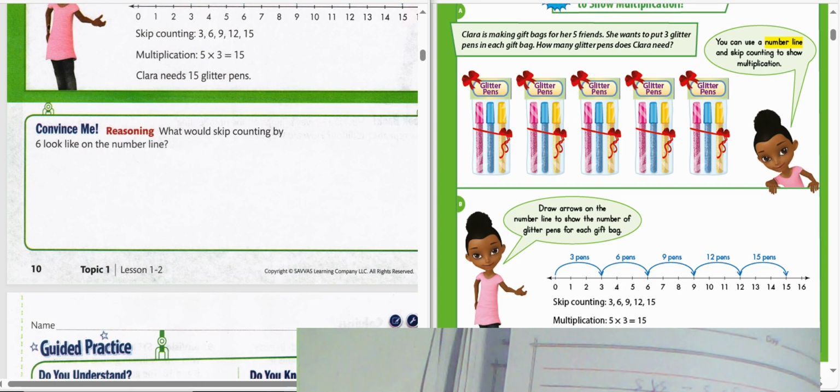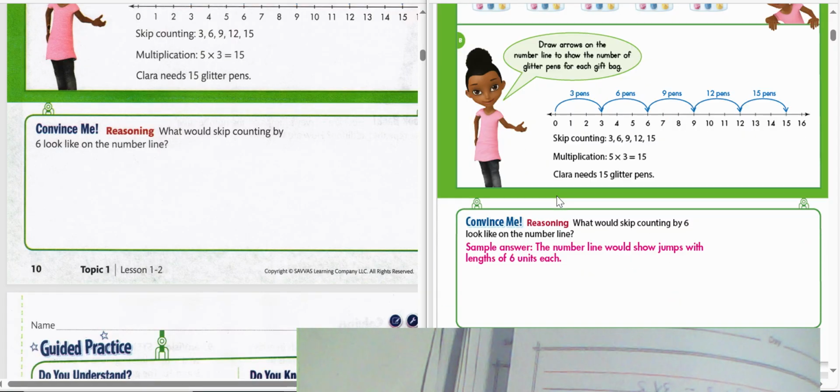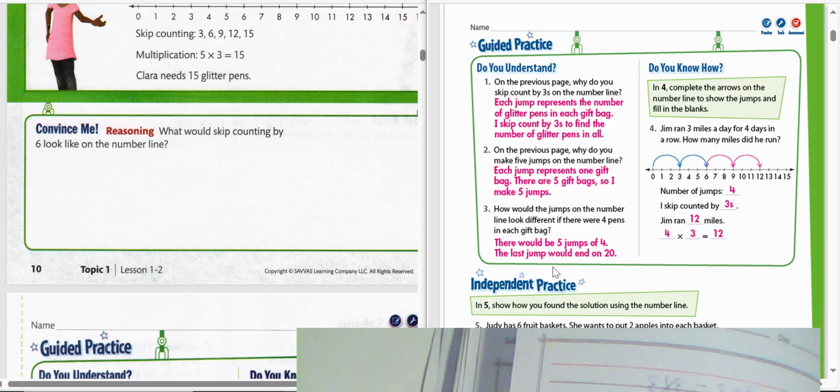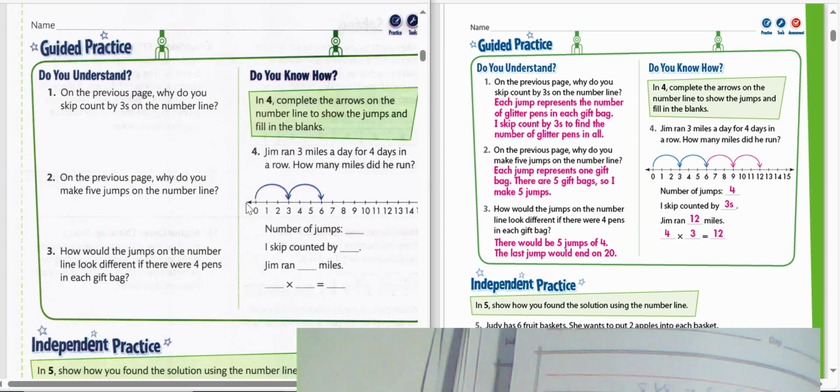What would skip counting by 6 look like on the number line? Who can tell me the answer here? Start from 0. The answer to this question: the number line will have jumps with lengths of 6 units each. We want to go to 6. Start from 0 going to 6. Okay. Practice, right, about the next question.